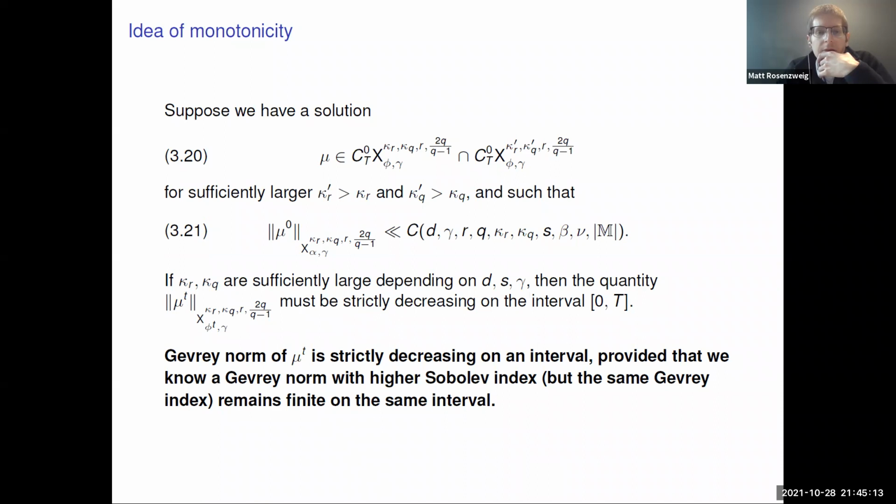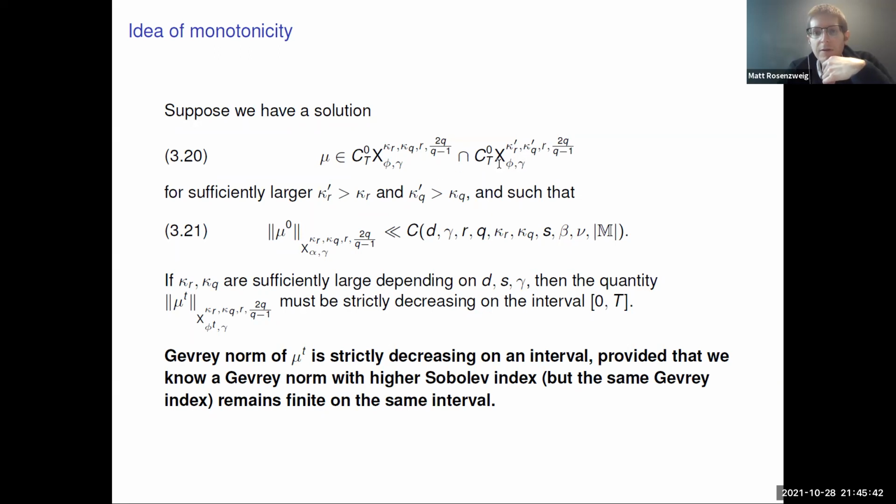So the next step is this monotonicity. The idea behind this is that, okay, let's suppose we have a solution in one space here with two Sobolev indices, kappa R and kappa Q. And let's also suppose that it belongs to this space over here with now two new Sobolev indices, kappa R prime and kappa Q prime, which are larger than kappa R and kappa Q respectively.